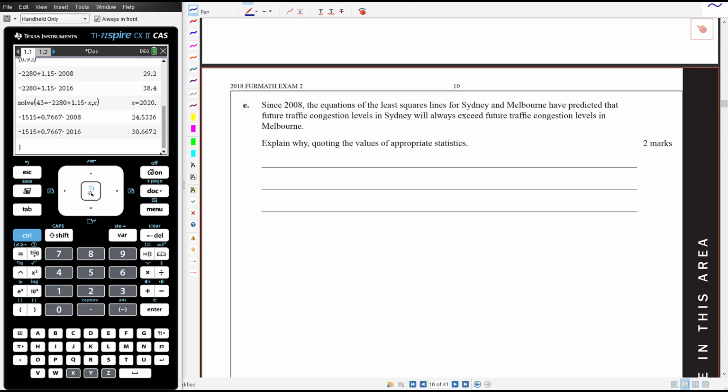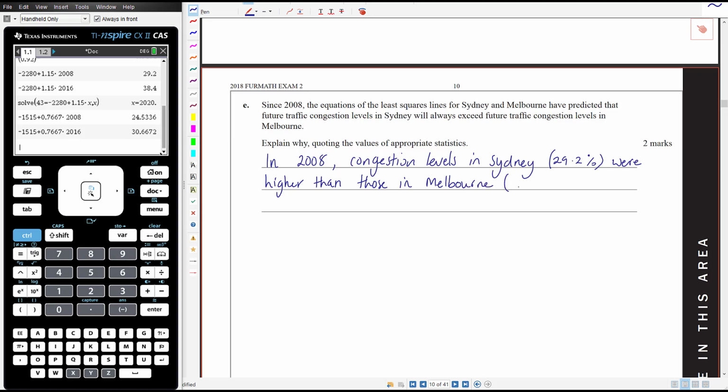So in 2008, congestion levels in Sydney, which were 29.2%, were higher than those in Melbourne, which is the Melbourne one in 2008, I've got the numbers over here in my CAS, was 24.5%.